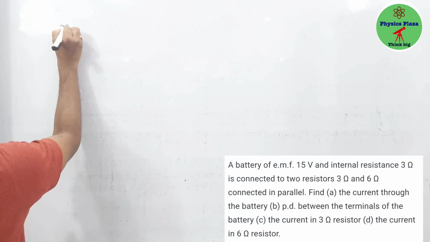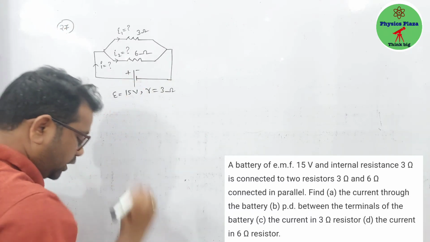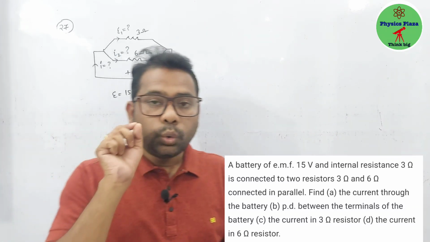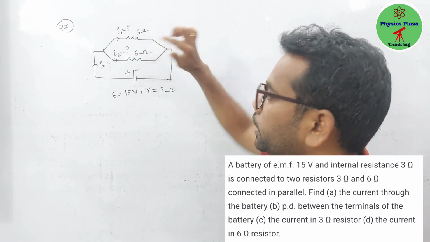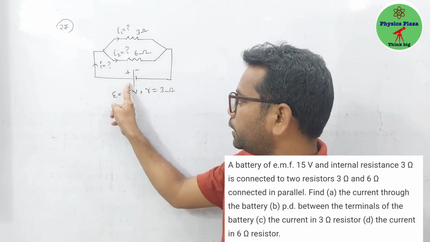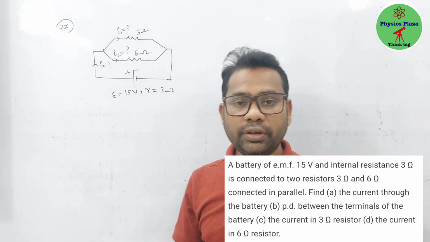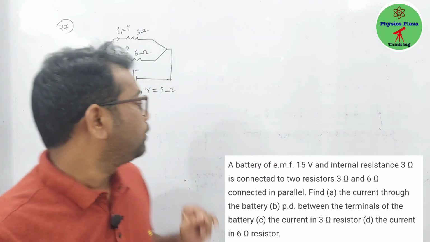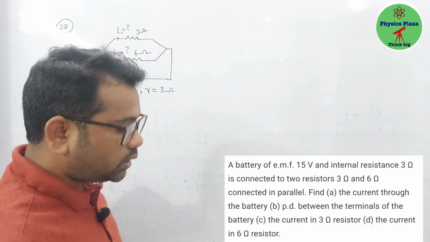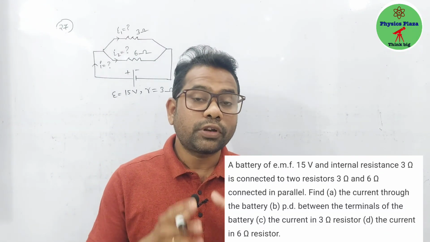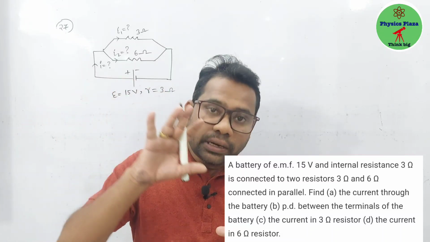So here numerical 27. Internal resistance is 3 ohm. Children, as per the question, two resistors of 3 ohm and 6 ohm are both connected in parallel and they are connected to the battery whose EMF is 15 volt and internal resistance is 3 ohm. Now here there are 3 questions, in fact 4 questions. First they are asking us to calculate the total current in the circuit. Children, as I told you, whenever you want to calculate the total current, first we must calculate the total resistance, which means external resistance plus internal resistance.